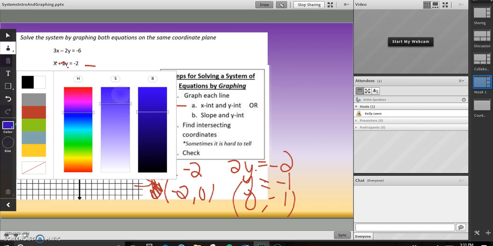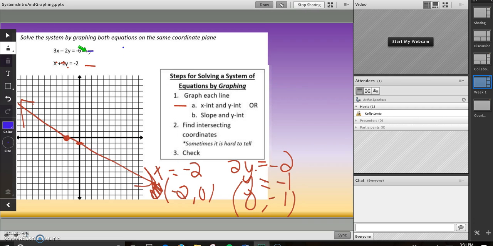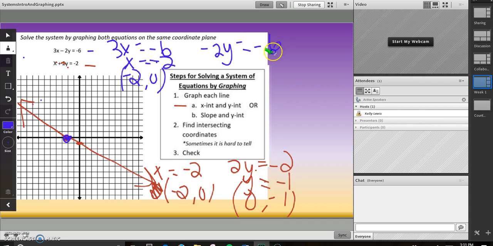So here, I want the x and y intercept because they're in standard form. So I get 3x equals -6. So I'm going to get x is -2. Get (-2, 0) right here. And then for the y-intercept, I get -2y equals -6. So I get y equals, I'm going to divide by -2 on both sides. I get 3. So I would get (0, 3).